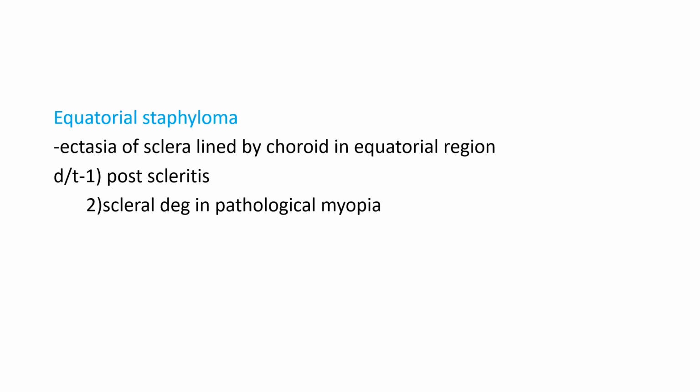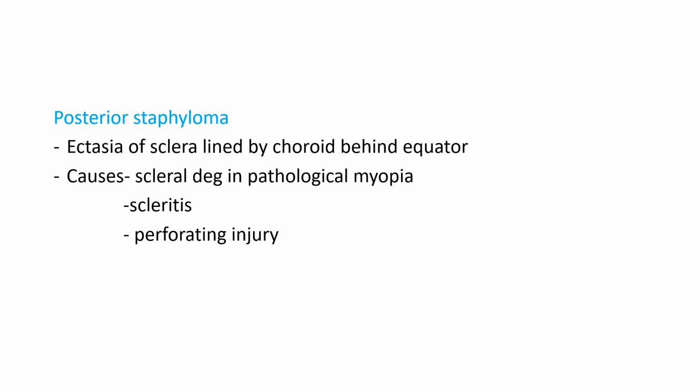Equatorial staphyloma. It is ectasia of sclera lined by choroid in the equatorial region due to posterior scleritis or due to scleral degeneration as seen in cases of pathological myopia. Now this is the last slide, posterior staphyloma. This is ectasia of the sclera lined by choroid behind the equator. Causes are scleral degeneration seen in cases of pathological myopia, scleritis or perforating injury. So the reasons are very few.